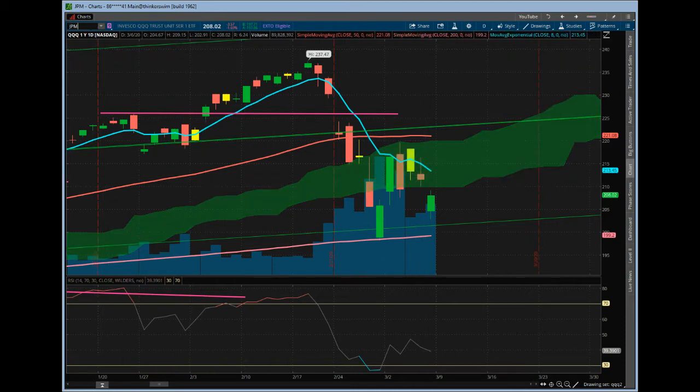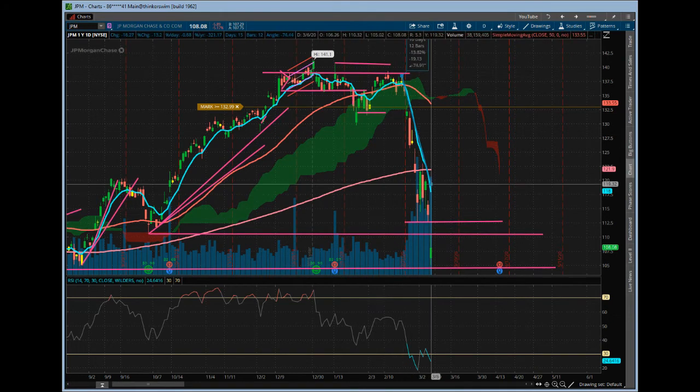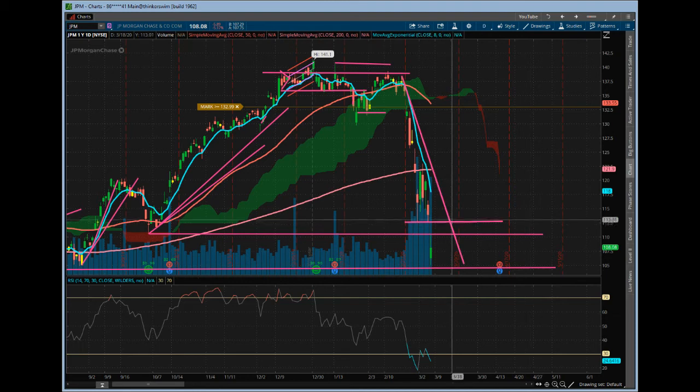JP Morgan. I tell you, the financials have been really weak, guys. As go the financials, so goes the market. That's what they like to say. So here's your downward trend line right here. Again, it's been down a little bit. Jamie Dimon had emergency heart surgery last week, and he's going to be out of commission for a little bit. So that kind of scared this stock a little bit.